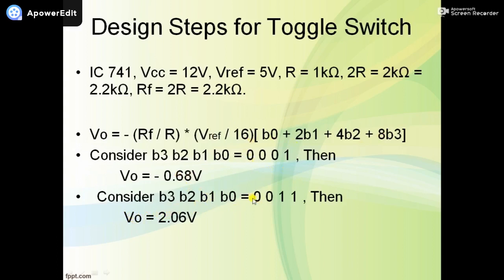So one thing you should observe is that initially I gave 0001. In decimal form, how much is it? 1. As the digital input signal increases, the output voltage also increases in the negative form. Why is it negative? Because we are applying the input voltage to the negative terminal of the amplifier, since it is an inverting amplifier. So we are getting the output in negative form. As the digital input signal increases, the output also increases, like 0.68, 2.06 and so on.